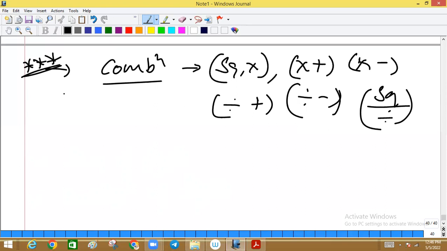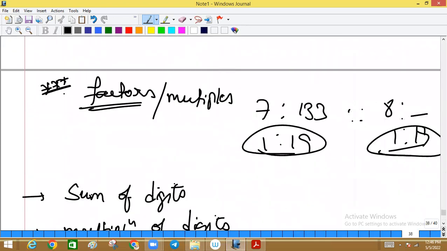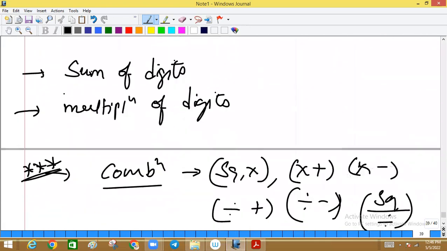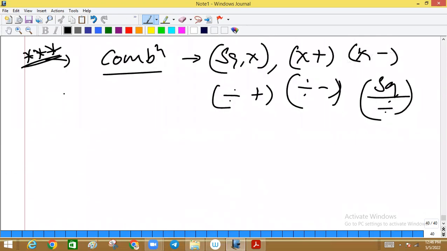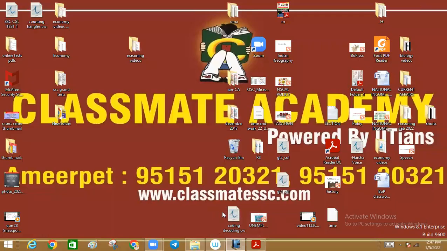So what are the different types we discussed so far? One is squares, then cubes, factors, multiples, sum of digits, multiplication of digits, and combinations. Right? These are sufficient for analogy. Once you are preparing for odd one out, you have got extra, which I will discuss when we are discussing odd one out. Let's try to solve some questions based on this format.